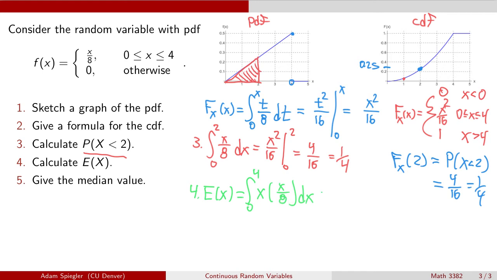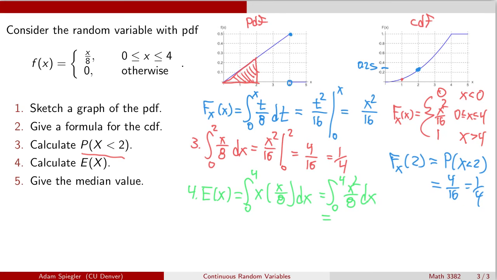So it's another integral. We integrate over the entire domain of the random variable. So now we would integrate from 0 to 4 of x squared over 8 dx. And so this comes out to x cubed over 24 from 0 to 4. And that gives us 64 over 24, which is approximately 2.667. So the expected value of random variable x is somewhere between 2 and 3, about 2.667. So I'll mark that right here.